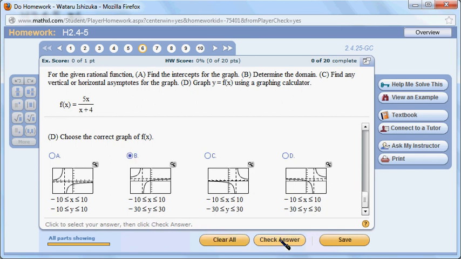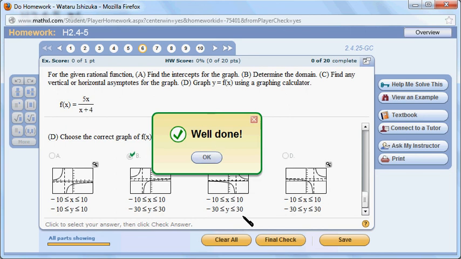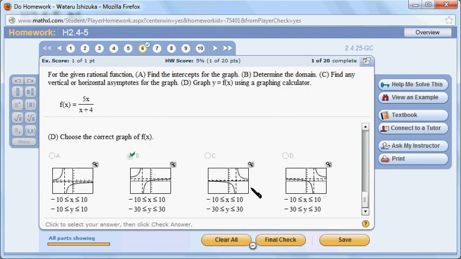Let's check the answer. All right, so that's it. Anything else? All right, so that's it. I hope that this was clear.